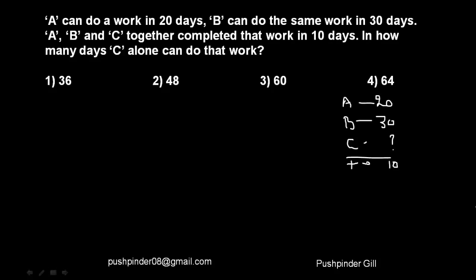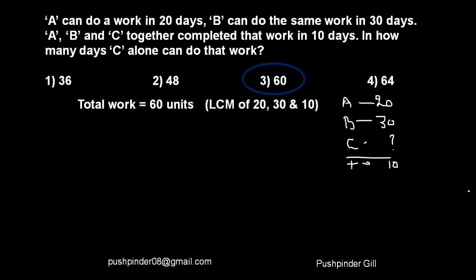Right? So what we need to do first is we need to assume some number of units. So let me say, what is the LCM of 20, 30, and 10? The best number that I can take is 60. So let me take 60 to be the work, 60 to be the total number of units. I'm sorry, I've already told you the answer. So the total work is equal to 60 units. That's what I'm going to take. Now A over here can finish the job in 20 days.